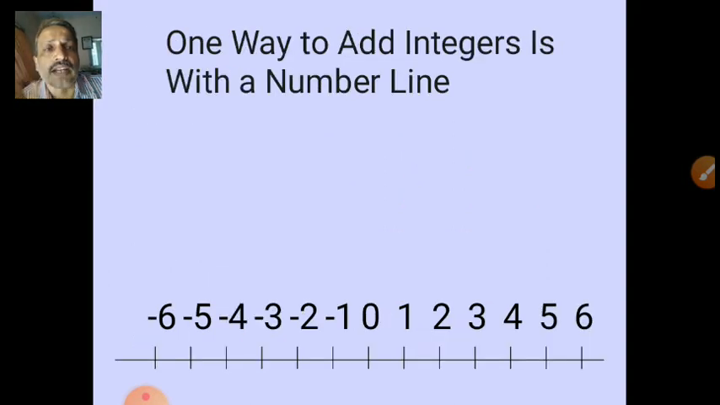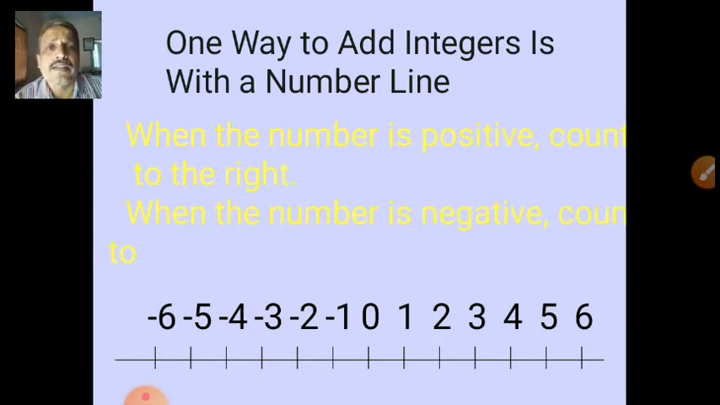And 0 has no sign. On the number line you can also do addition and subtraction, even multiplication. When the number is positive, count to the right side of the 0. When the number is negative, count to the left side of the 0.